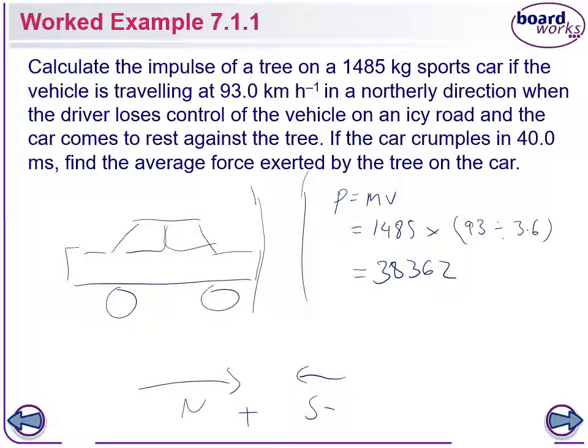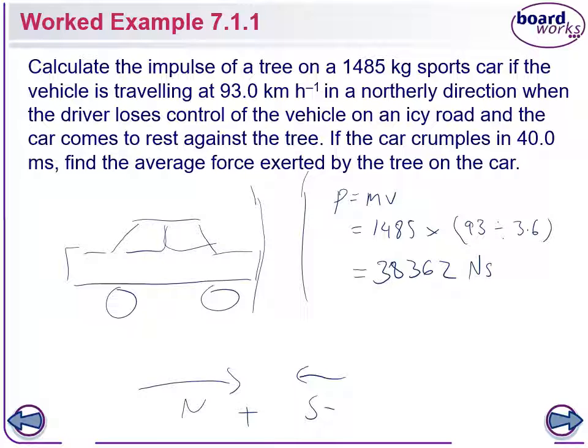All right. So we're doing momentum. Well, it asks us for the impulse, so we can call this Newton seconds. So that was our initial momentum. We've gone down to 0. So our impulse is 38,362 Newton seconds.